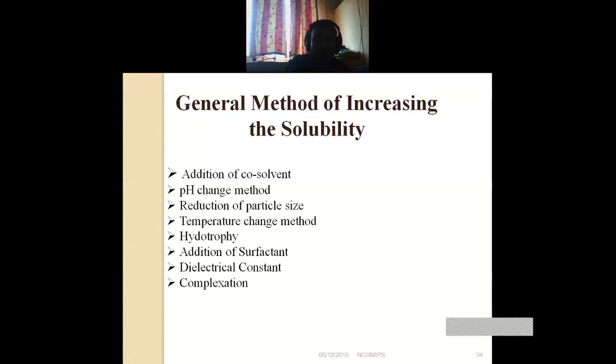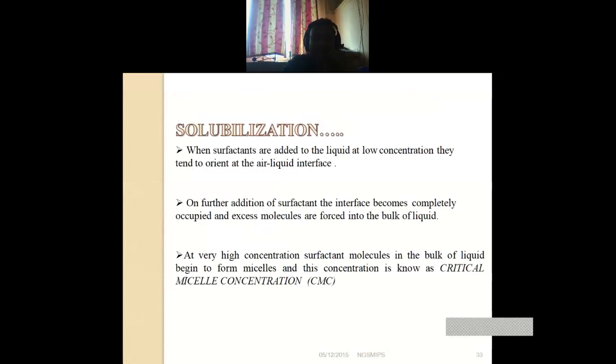That is called solubility enhancement. By forming micelles, we can increase the solubility. So why do we calculate the critical micelle concentration? To get the measure of solubility. How much a particular drug or substance is soluble, you can get from the critical micelle concentration.